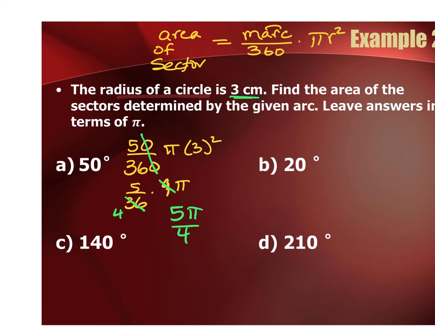Now let's go ahead and use our calculators as well. I know it only asks for in terms of pi, but rounded to the hundredths place, 5 times pi divided by 4, and these are also centimeters squared. But multiplied by the pi button, we would get 3.93 centimeters squared. So also use the pi button.